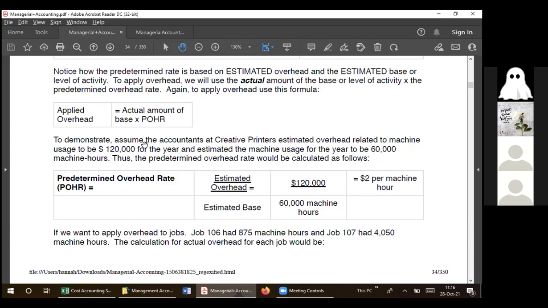estimated overhead, that is how much you are expecting to spend over the period, divided by the estimated base. That is what activity you are actually measuring that against. So our estimated overhead is $120,000, and we are using that to measure the cost of machine hours. So we are determining the overhead rate for running the machinery for 1 hour. That will be done with $120,000, our yearly cost, divided by the number of hours the machine runs. So that says that $2 per hour per machine is spent on the machines.